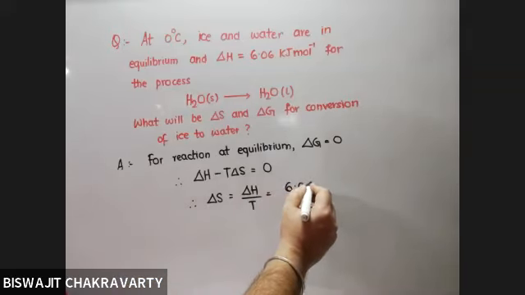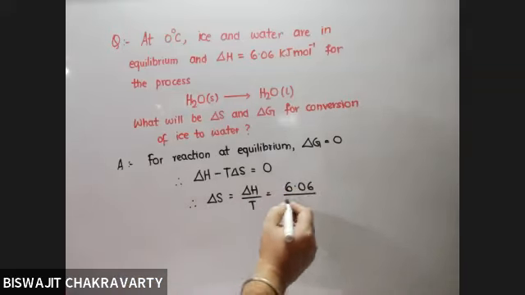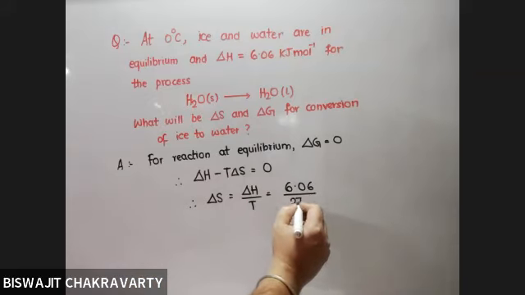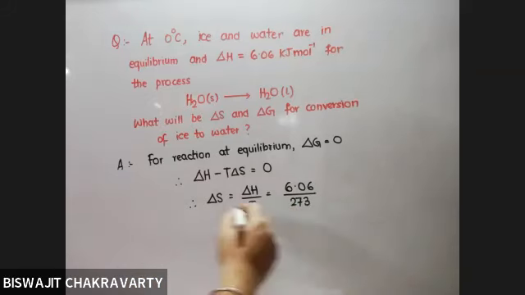So 6.06 and temperature is how much? 273 Kelvin. You should not consider temperature in degree Celsius because it is always to be considered in Kelvin. So 0 degree Celsius has to be converted to Kelvin. Otherwise, it will become infinity. So rest is calculation, how much it comes out.